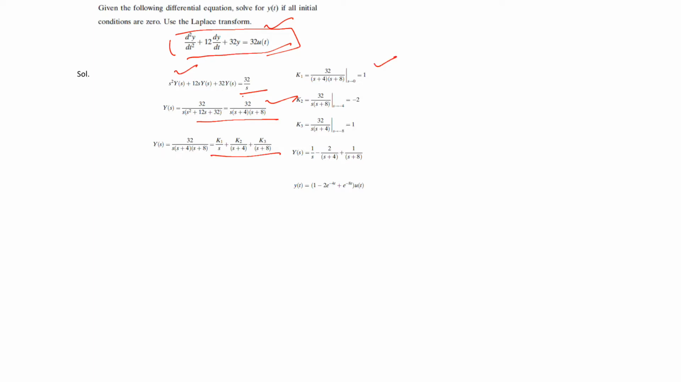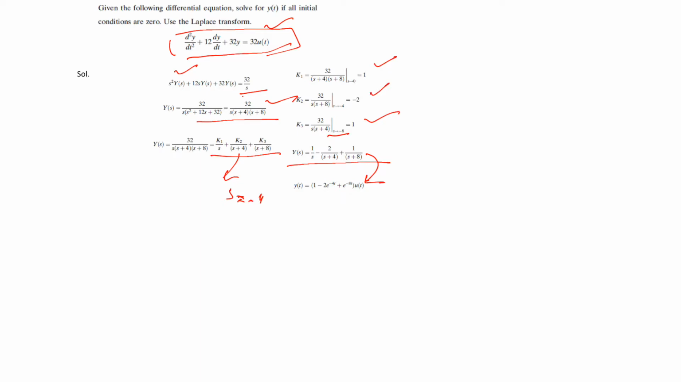Then we multiply by s plus 4 to remove it from the whole equation, and put s equals minus 4, and find the value of k2. Similarly, we multiply by s plus 8 with the whole term, and after that we put s equals minus 8 and we get 1. In this way we get the values of k1, k2 and k3 and the whole of Y(s). After that we take this s domain into the time domain by using the inverse Laplace transform.